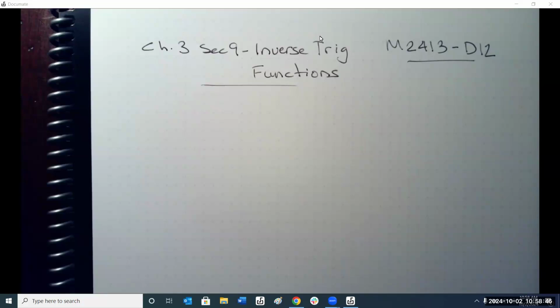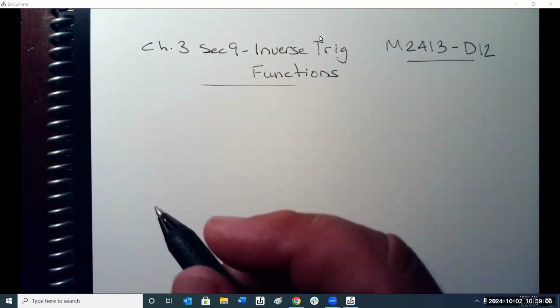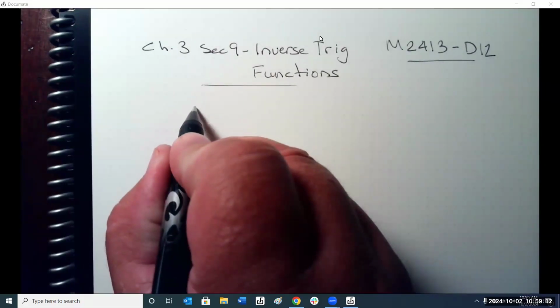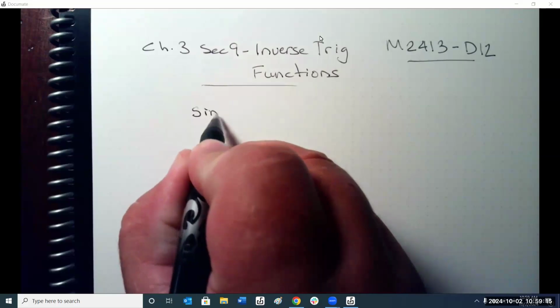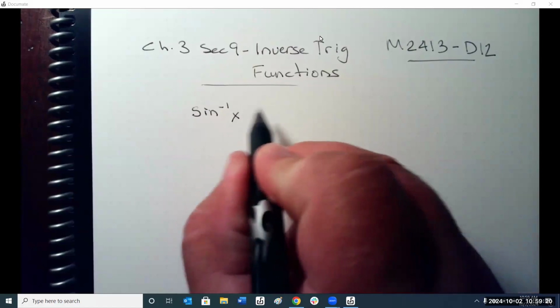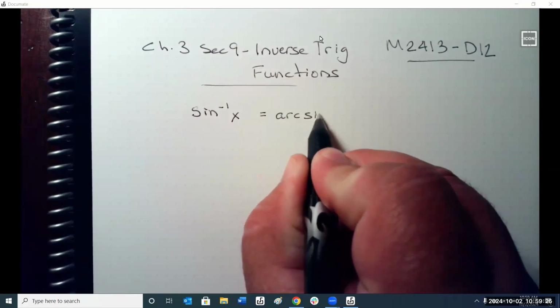Now we're going to finish up chapter 3, looking at inverse trig functions. We first started, well, in trigonometry and pre-calculus, you discussed the trig functions and their inverses. Well, here, instead of calling them the inverse functions, for example, if we had sine inverse of x, we would typically write the arc sine of x.